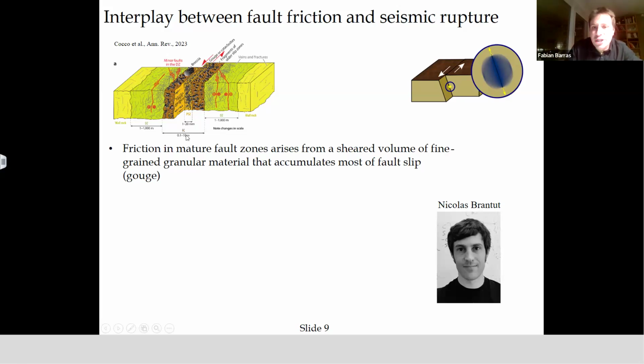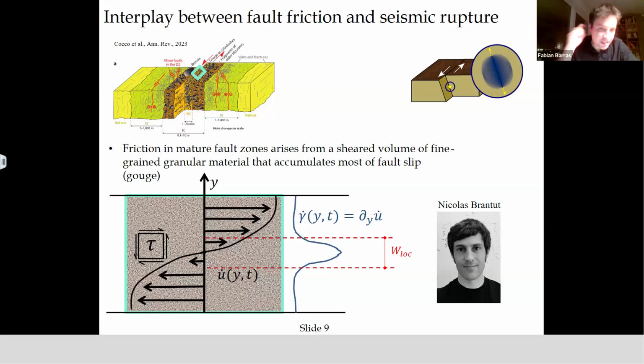It emerges from a sheared volume of fine-grained granular material. Here, this PSZ, principal slip zone, is typically a few millimeters in size and accumulates most of the fault slip. So in this case, it's really a volume of material that is sheared that will produce the friction that is felt by the rocks at a macroscopic scale.